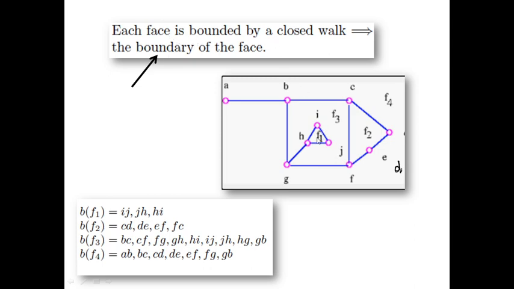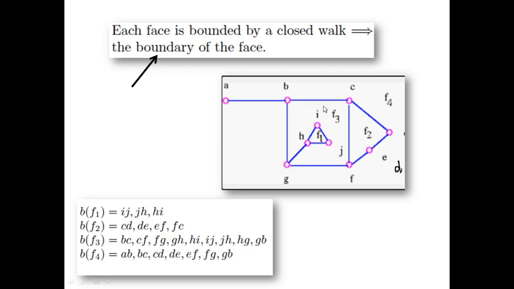In the last figure we see F1, F2, F3 and the unbounded one, F4. How can we find the boundary of the face? Here, the boundary of F1 is nothing but IJ, JH, HI. Okay, closed walk. So IJ, JH, HI. So we can say that this is the boundary of face F1. Now the boundary of face F2 is CD, DE, EF, FC. So that is the boundary of F2.